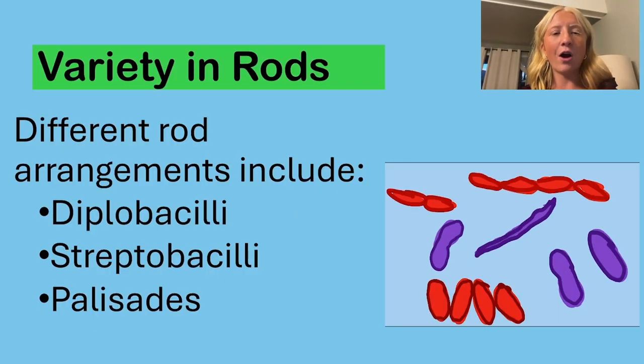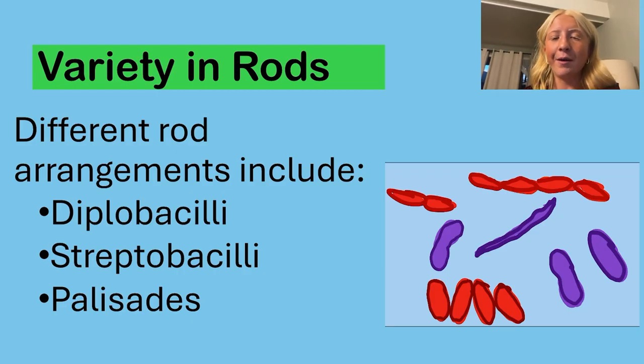So now I'm going to talk about the variety in rods. We have the diplobacilli, which is the main left red shape. It's when 2 rods are together. And then the streptobacilli, this is a longer chain of bacilli. And then we have palisades. These are still a longer chain. They can have several cells, but they're only partially attached on the ends.